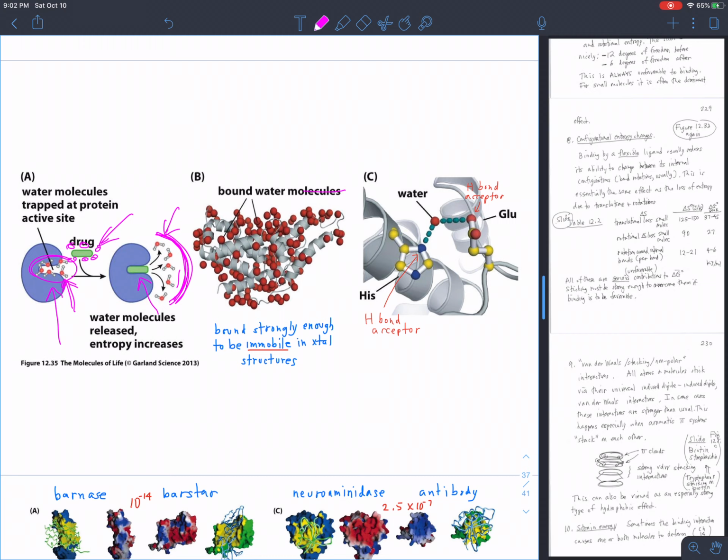If you look at the crystal structure for a lot of proteins, you'll see something like this. The gray stuff here, the ribbon image, is for the protein, and all these red guys are water molecules that showed up in the crystal structure. The fact that they show up means they're not mobile. You only see immobile things by X-ray crystallography.